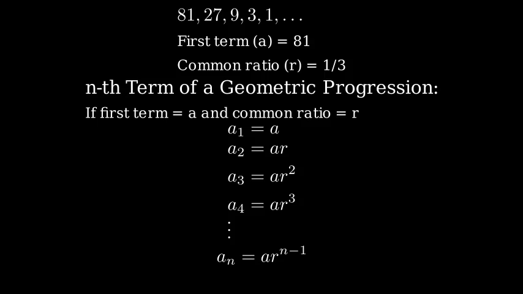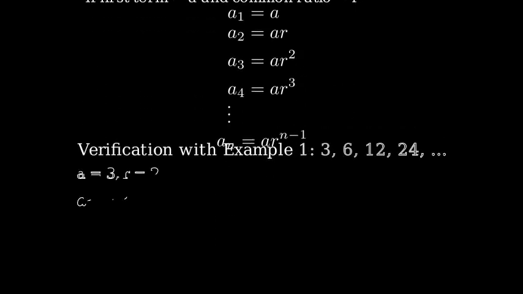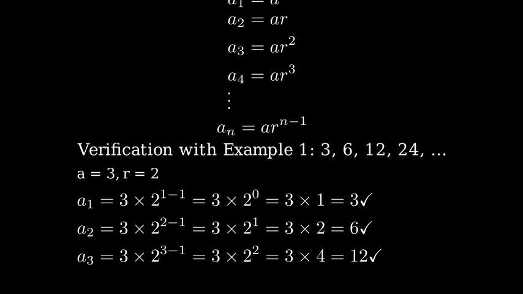Let's verify this with our first example. For the sequence 3, 6, 12, 24, where a is 3 and r is 2, the first term, a sub 1, equals 3, which is equal to 3 times 2 to the power of 1 minus 1, equals 3 times 2 to the power of 0, is equal to 3 times 1, equals 3.